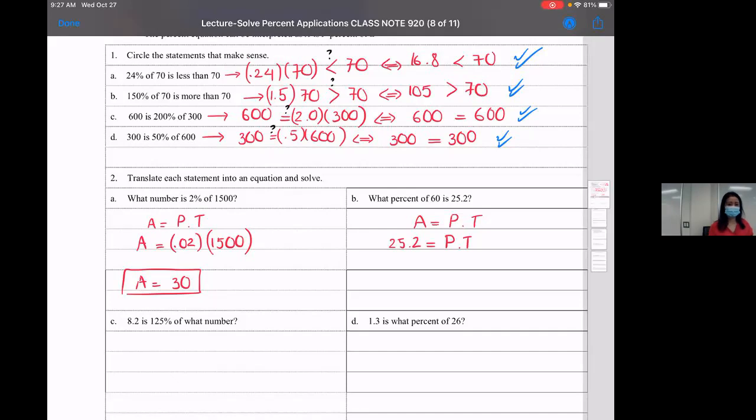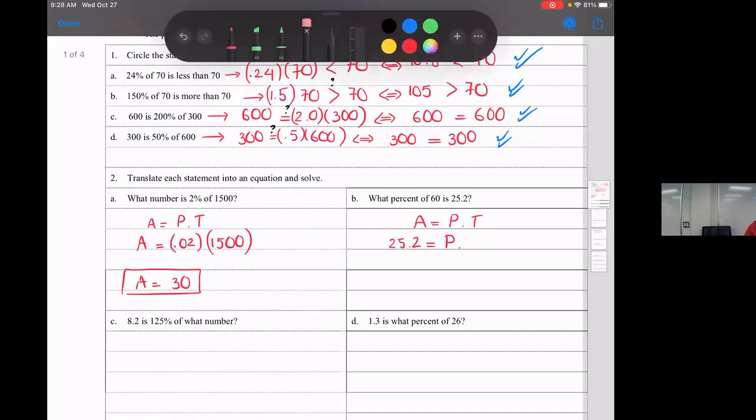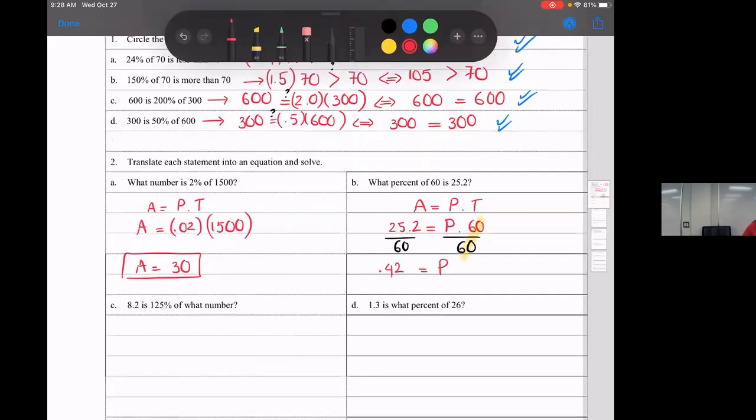So the percent would be 60? Well, that's what we're trying to find, right? So 60 will be T. Sorry, I should have replaced the T with the 60. And then we solve for P, so divide both sides. Now I have P equals. I got 0.42, which in percentage will be 42%. Always turn it into a percentage. Now, does it make sense? Yes, right? The amount is 25.2 and the original is 60, so it should not be over 100%. So 25.2 is 42% of 60.